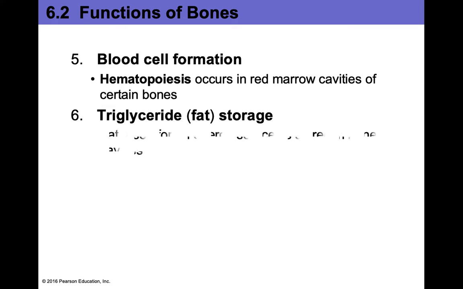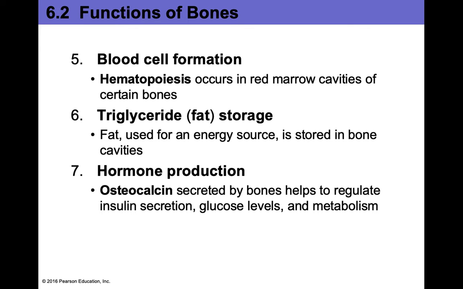Blood cell formation. In A&P 2, you'll find out that there's tons of cells, and I'll show you a quick picture of all the things. All your cells, stem cells, blood, platelets, all start off here in your red bone marrow. Triglycerides, used for storage. You also have a storage mechanism, another form of storage. Hormone production. Osteocalcin is secreted by bones, helps regulate insulin secretion, glucose levels, and metabolism. And these are just a few major functions, right? So again, when we start really looking into skeletal tissue, we realize all the things it does for us.